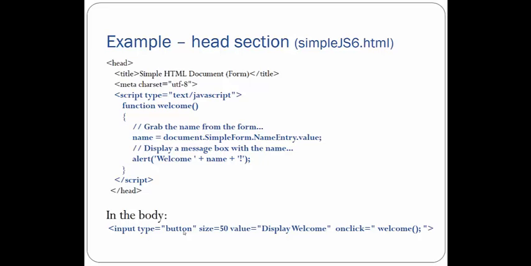Here's an example of really the same thing in the head section. Notice here we've put a function in the head section called welcome, and really all we've done is take those two lines of code we had and move them into this function. This will shorten what we have in the body. If you look at the bottom, for the button, it shortens what we have in the onClick event. We have onClick equals, and then we just have the function call.